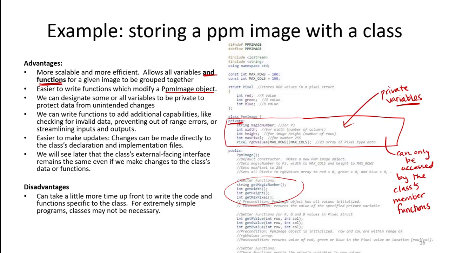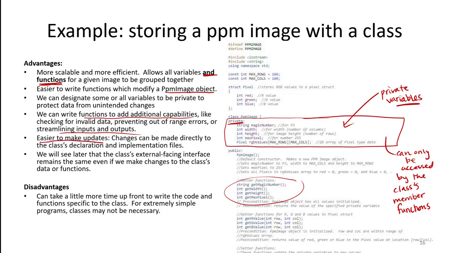Also, we can write functions that add additional capabilities. Like within that set height, set width, all these other functions that we write, we could add capabilities to check for an invalid input. We could have functions to check for out-of-range errors. We could even write functions to streamline inputs and outputs into a single function.